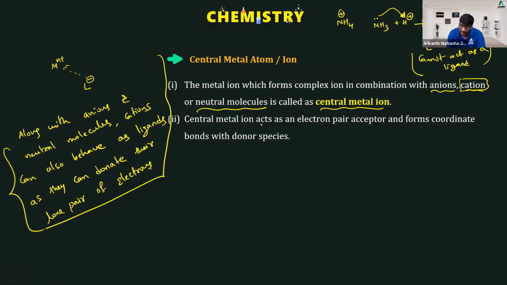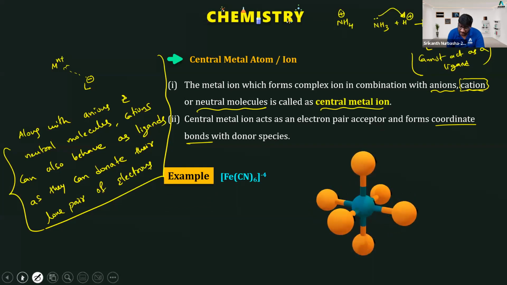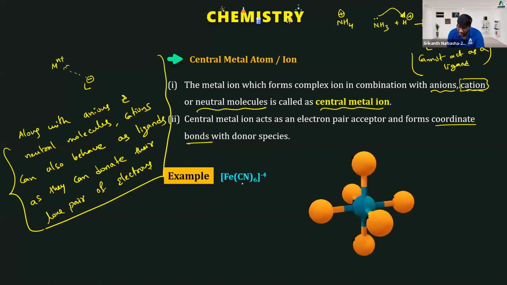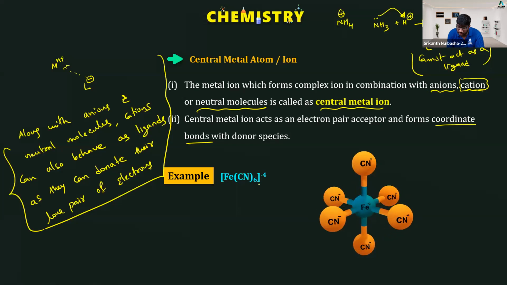The central metal ion acts as an electron pair acceptor and forms coordinate bonds, because it is accepting electrons from the ligand. So it is accepting electrons and forming coordinate bonds with a donor species. Example, Fe(CN)6 whole 4 minus: the cyanides are providing the electrons to Fe plus 2. So coordinate bonds are formed between cyanide and Fe plus 2. This is the basic introduction of the central metal ion.